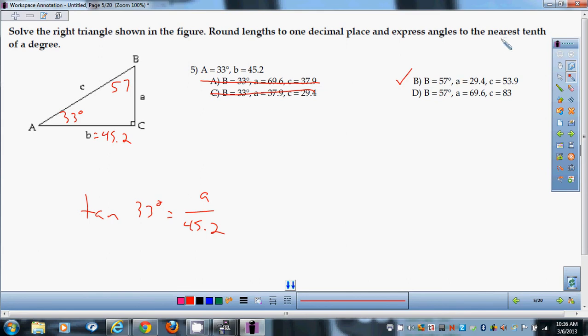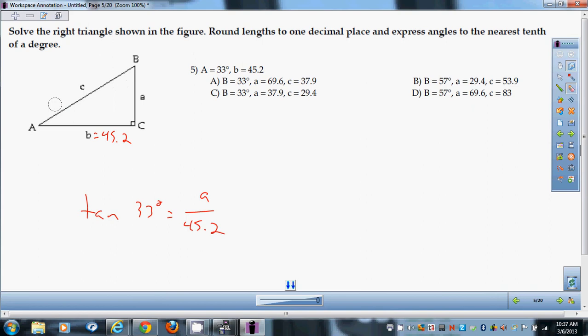Are there questions about how we knew something or how we did something or anything? Well, first of all, once you got here, we just took 45.2 times tangent of 33. Make sure you're in degree mode. All right. Fantastic. The reason I'm just erasing this, oh, did I need to leave that up there? I can put it back up there.